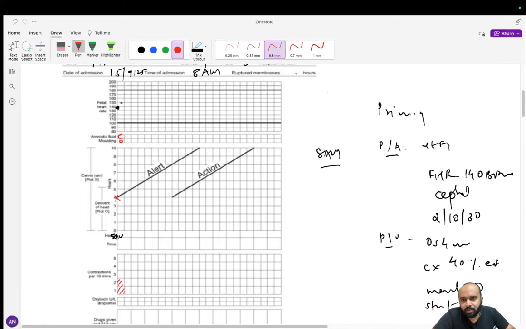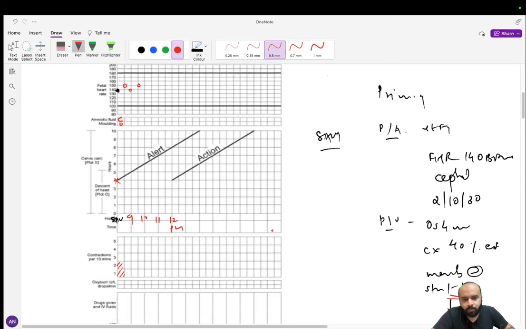Then I kept assessing her. The fetal heart rate was assessed regularly. It was consistently in the normal range. I assessed it at 9, 10, 11, and 12. I decided to assess her now at 12 p.m., after 4 hours.